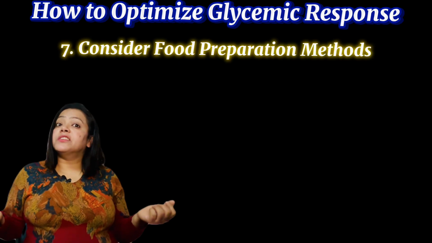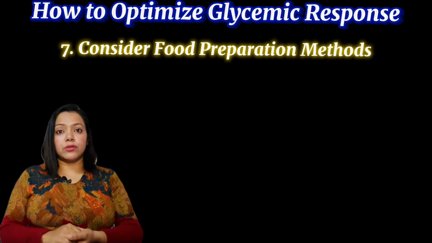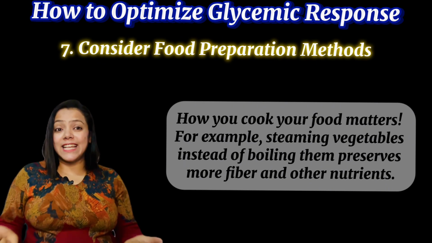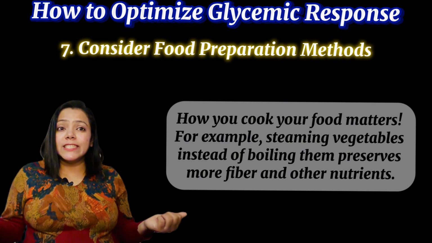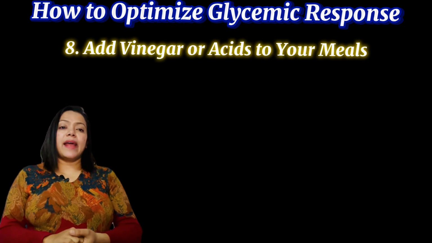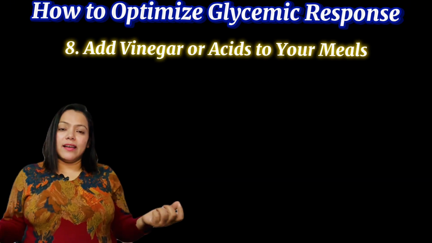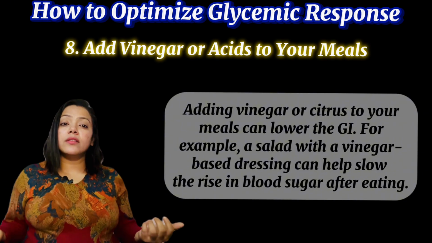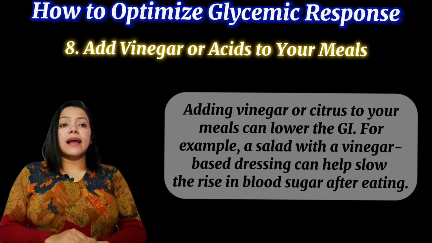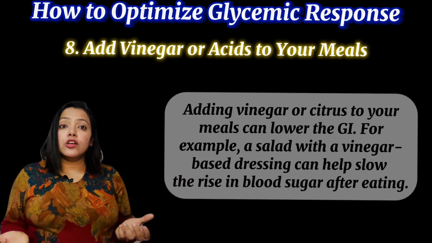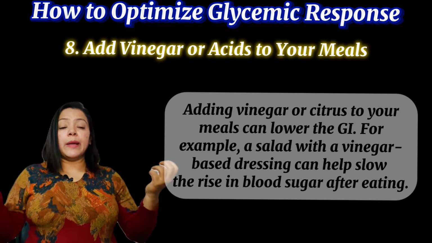Number 7 is consider food preparation method. How you cook your food matters. For example, steaming vegetables instead of boiling preserves more fiber and nutrients. Number 8 is vinegar. Adding vinegar or citrus to your meal can lower the GI. For example, a salad with a vinegar-based dressing can help slow the sugar absorption and improve blood sugar control.